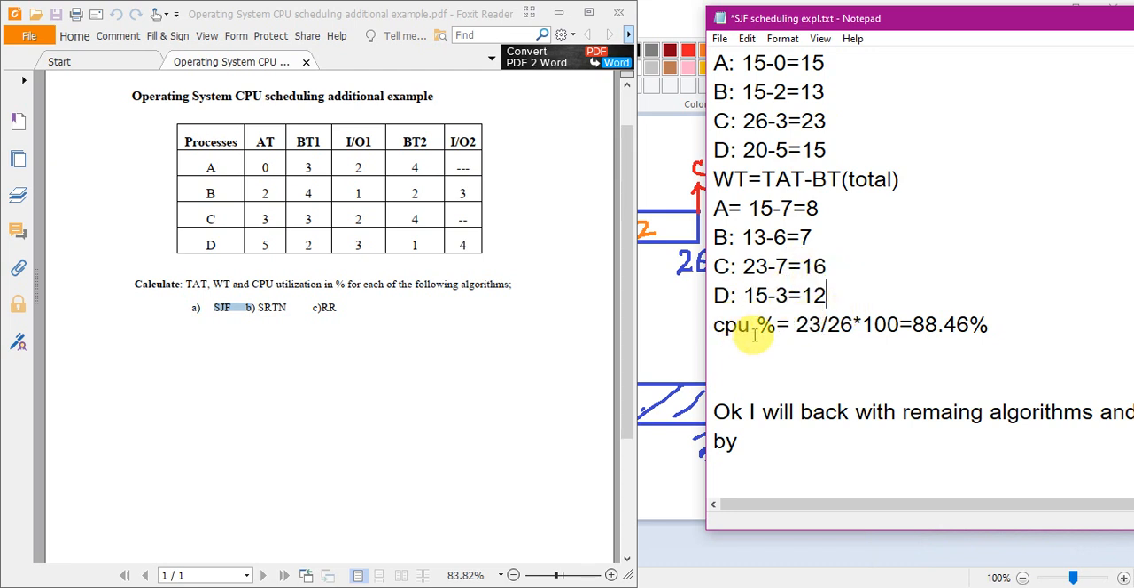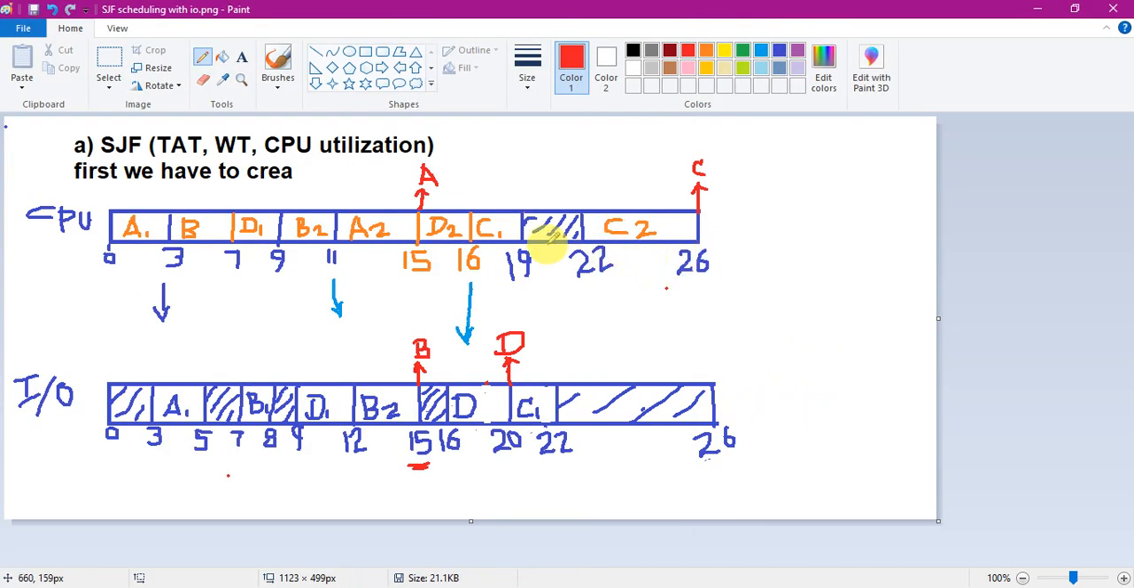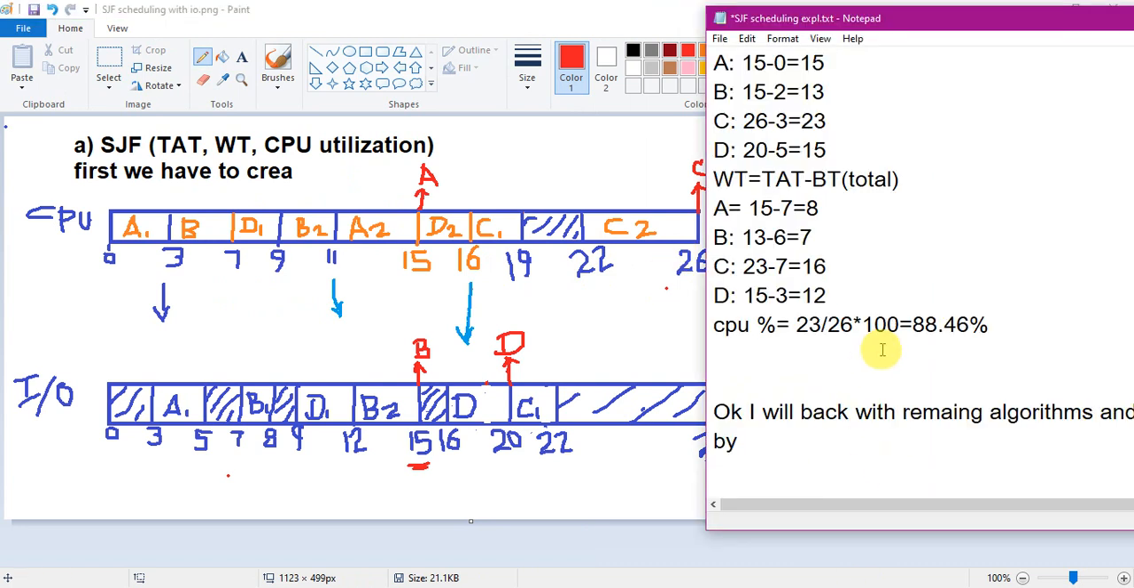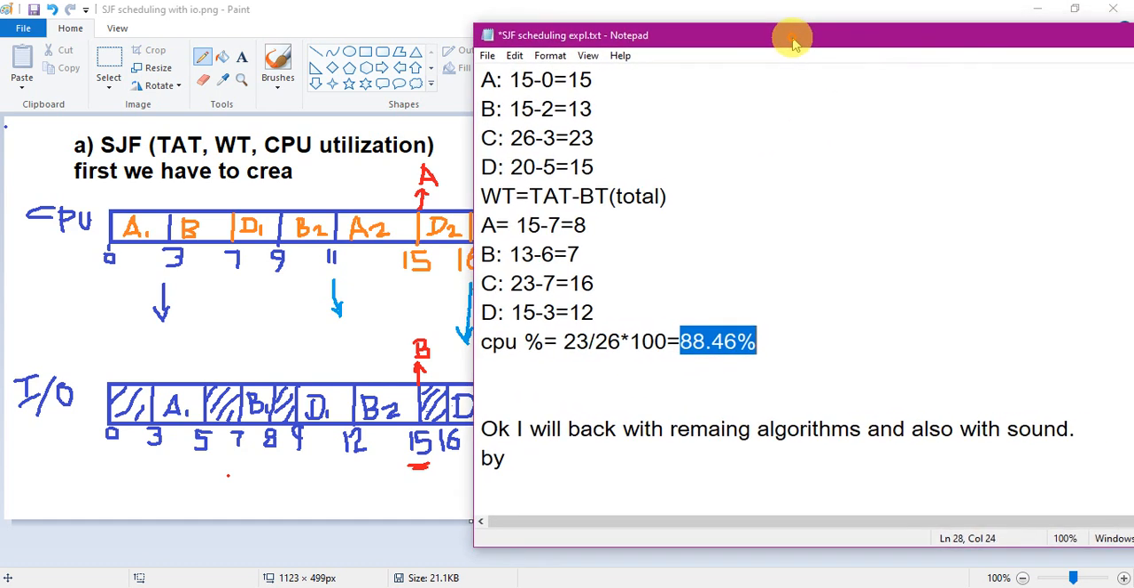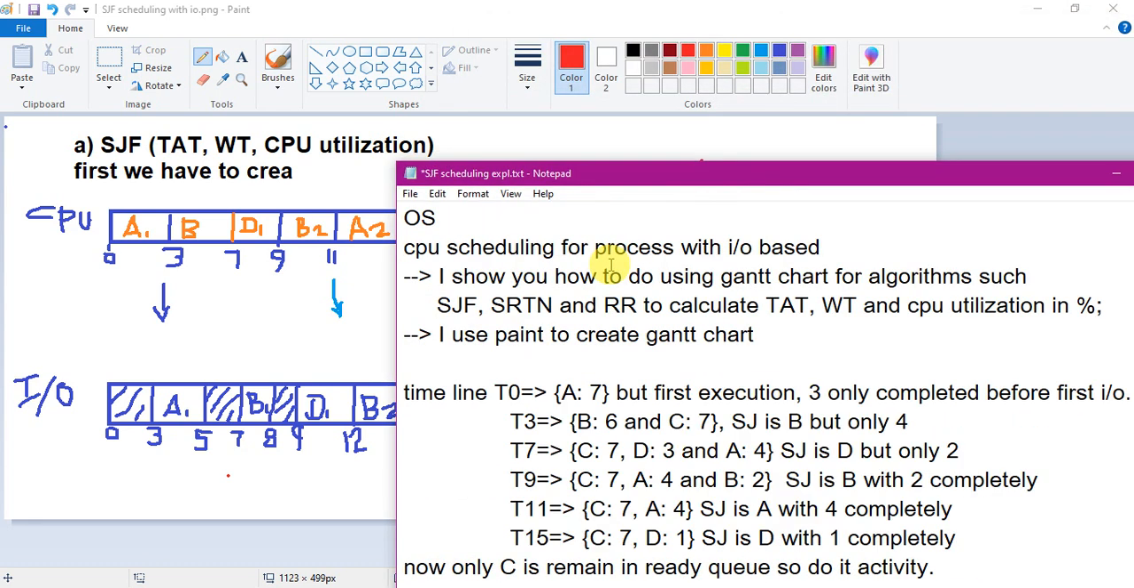So what is the CPU utilization? As you see here, the I/O is 3 units, a total of 6 units. So the remaining formula gives us 23 over 26, multiplied by 100, and you get an approximate value of 80.46%. So this is how we can calculate for first come, first served, or shortest job first.